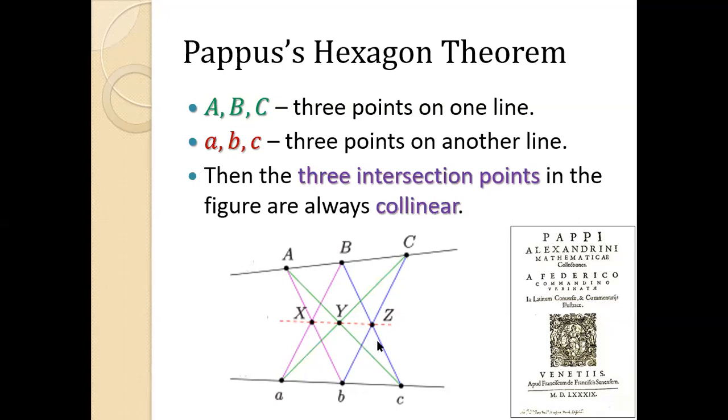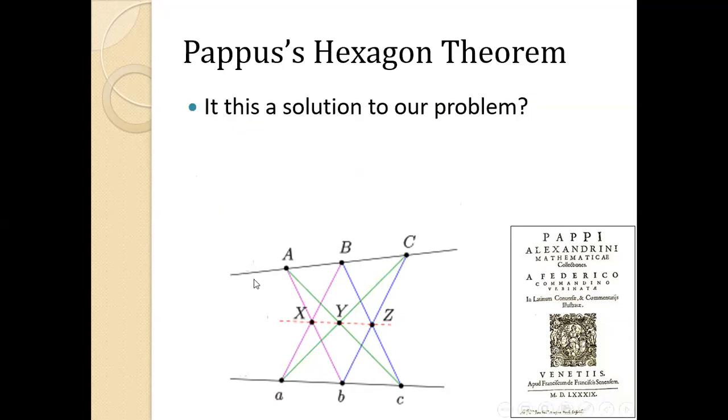Okay, so what the theorem says is if you start with 2 sets of points on 2 lines, these intersection points will always be on a 3rd line. X, Y, and Z, the intersection points will always be on a line. Okay? And that's exactly what we need. Why does this solve our problem? Can you tell me?